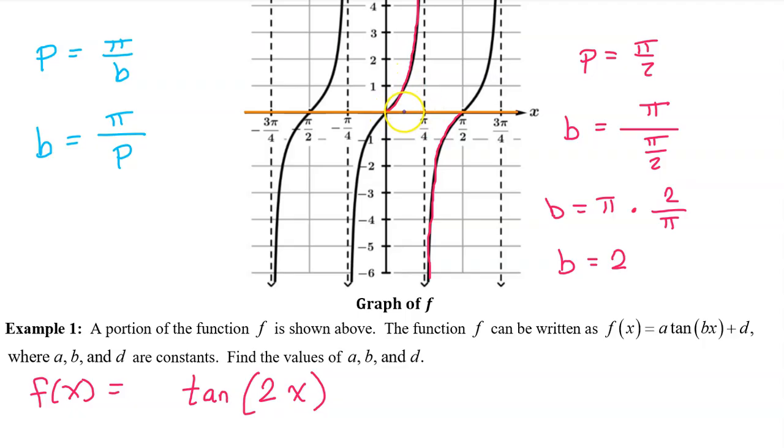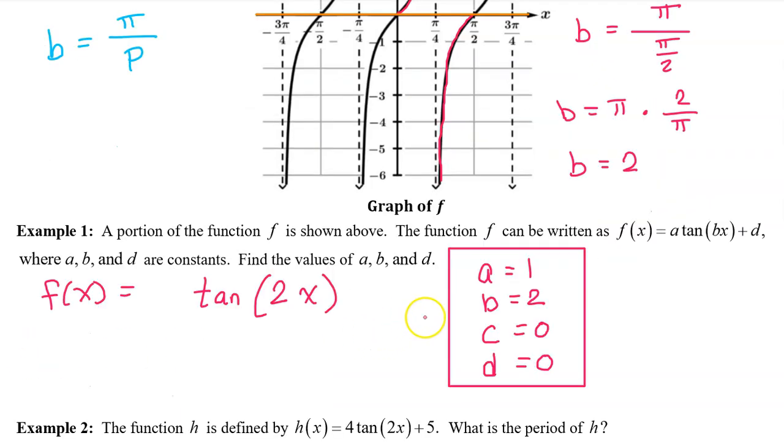So at this quarter period, we see an output value of 1, just like the parent function. So there is no vertical dilation, so the a value must be 1. And we really don't have to write that. So we just found that a is 1, b is 2, c is 0, and d is 0.